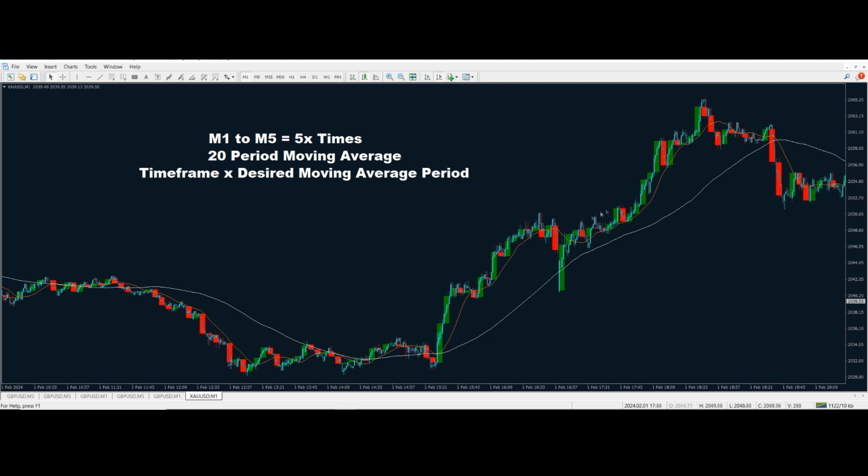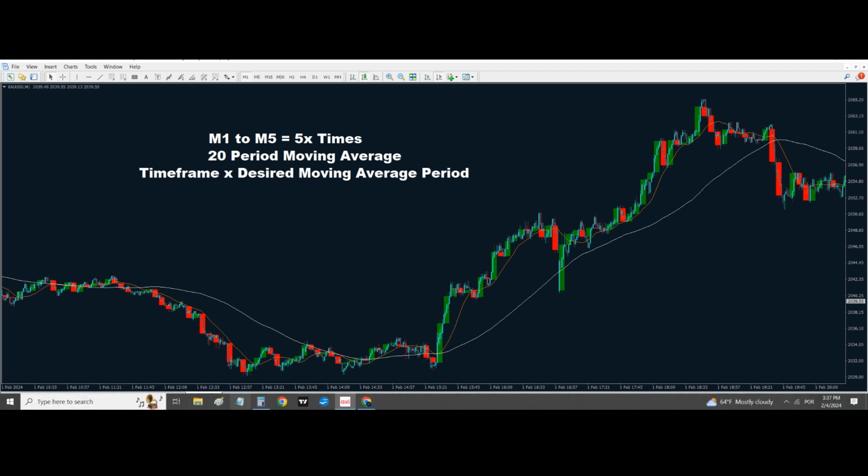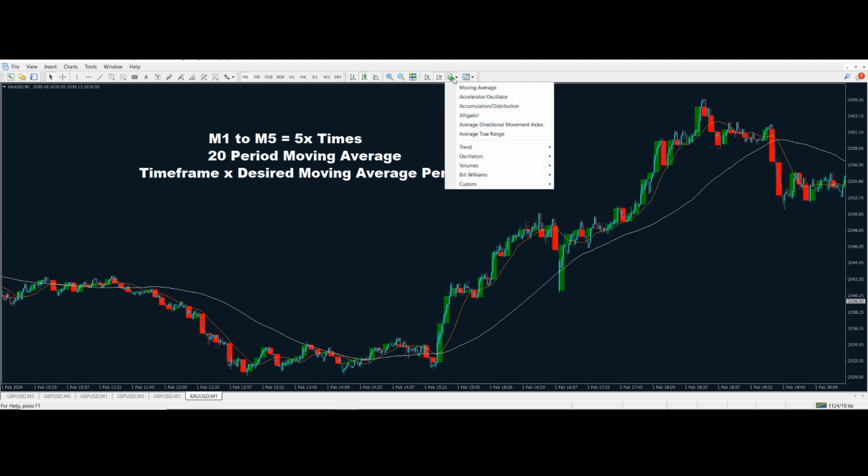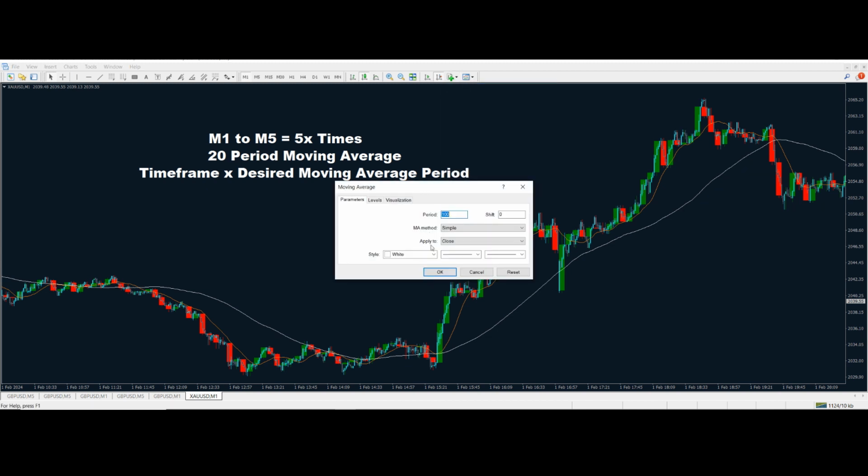Okay, so we could catch something like around 30 pips on this move. This is very interesting. If we do the same thing for, let's imagine, the 15-minute chart, what we have to do is the same thing. We have the 15-minute chart and we multiply by the desired moving average. So the 20 period moving average will be the 300. Let's do the 300 here for you to see.